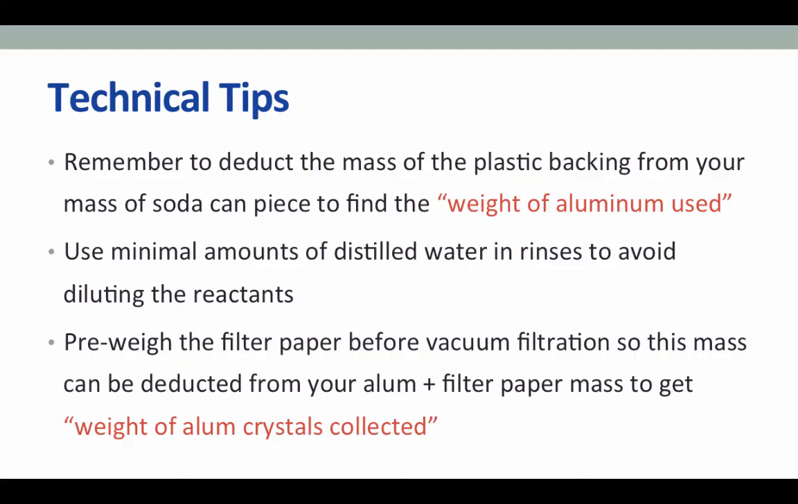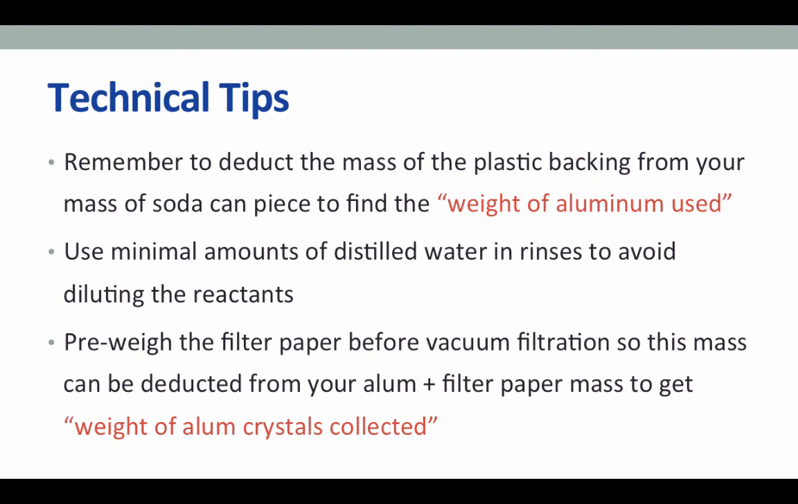It's also important when rinsing to use only minimal amounts of distilled water. This will avoid diluting the reaction and help to ensure that you get the best yield possible. So when you are using the glass wool to filter after the potassium hydroxide boiling step, just use 1 to 2 milliliters of distilled water to rinse your sample through that glass wool.